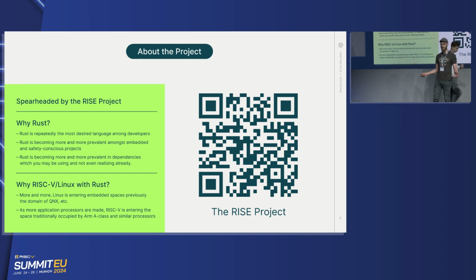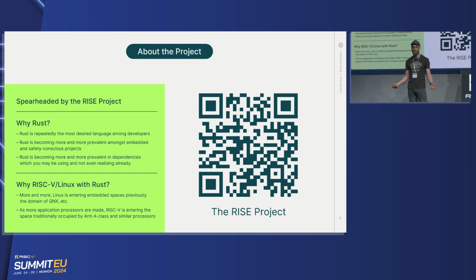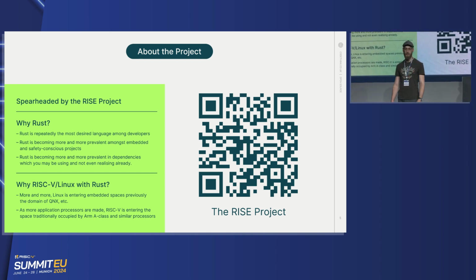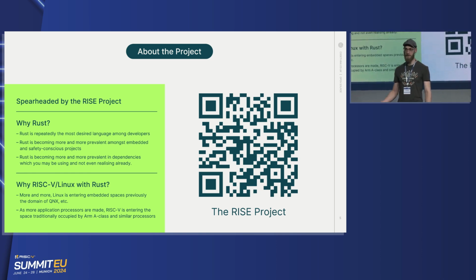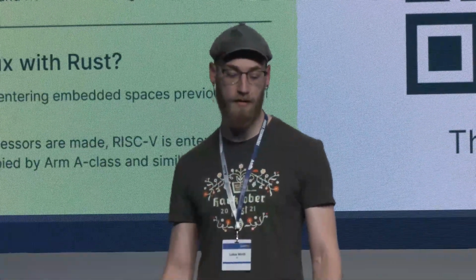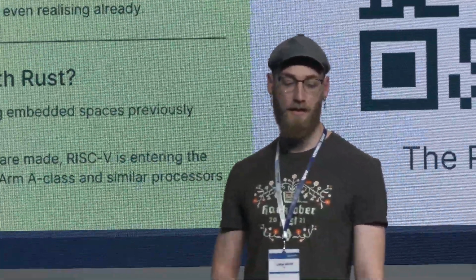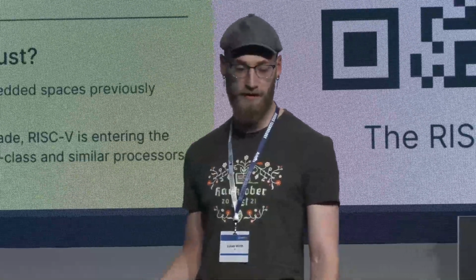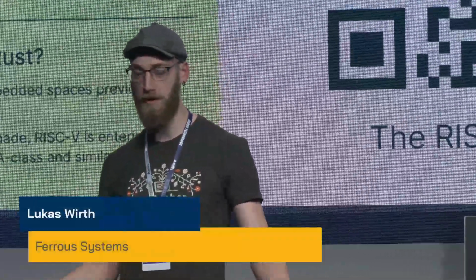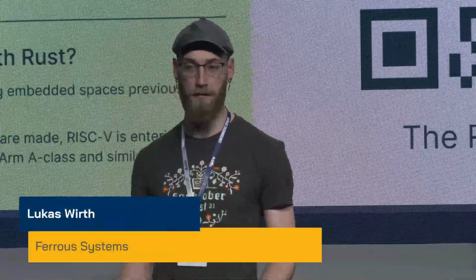So, about the project, as the title states, we are attempting to bring the RISC-V Linux target to Tier 1 in the Rust project. What exactly that means, I'll explain in a bit. The project is funded by the RISC project, and, well, why are we actually trying to do this for Rust?